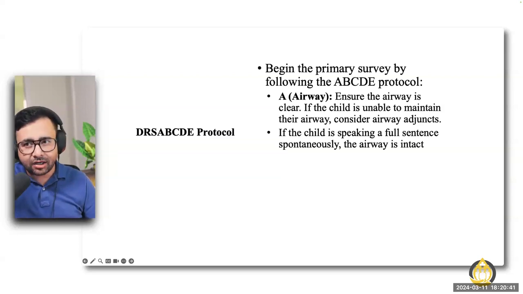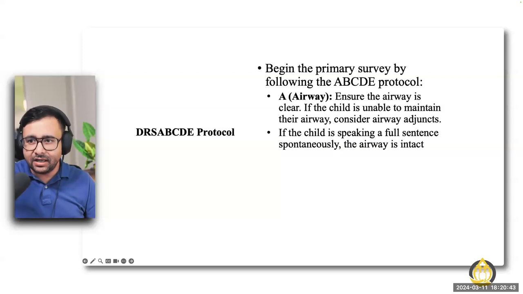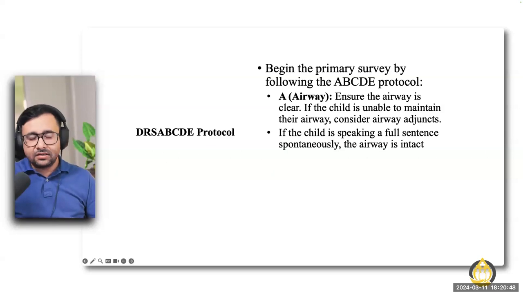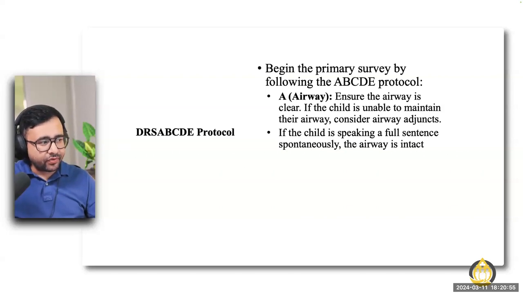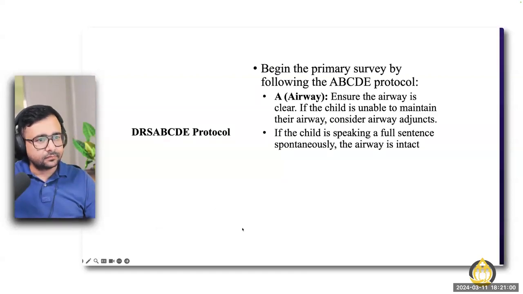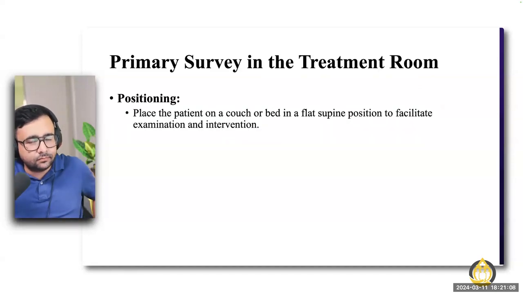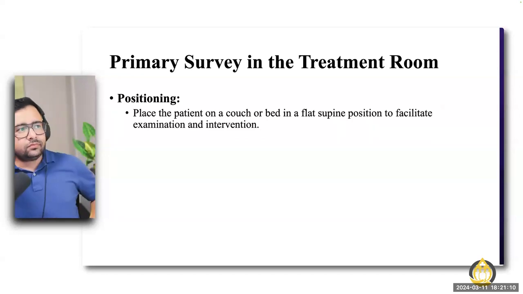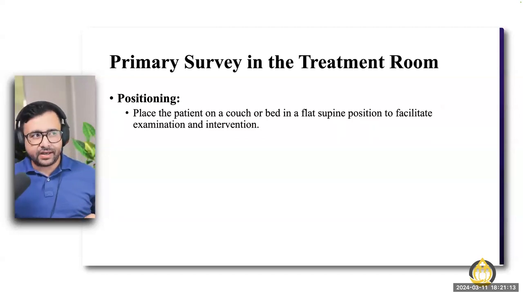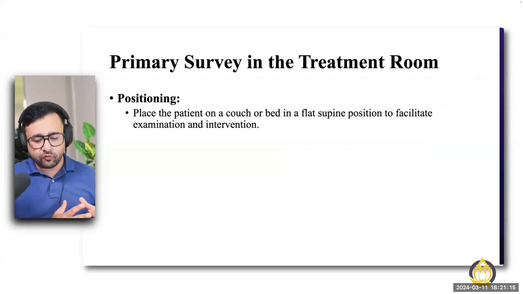But how would you know when to activate it? How would you know when to say that I need to activate the DRS ABCD? Maybe someone can help me with the answer here. How would you know that this case requires DRS ABCD? Dr. Roman, I think any unstable case needs resuscitation, needs the first primary survey. So what is the way to find out that this is an unstable patient and I need to go for DRS ABCD?